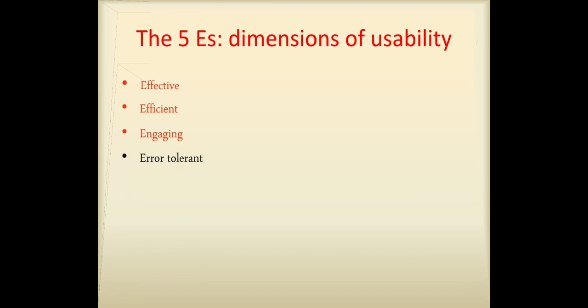Similarly, error tolerant. How well is the design capable of preventing errors and helping to recover from those errors? And similarly, Ease to Learn tells us how well the product supports both initial orientation and the deepening of understanding of its capabilities. So all these five E's are known as the dimensions of usability. Whatever GUI you design must support all these five E's.